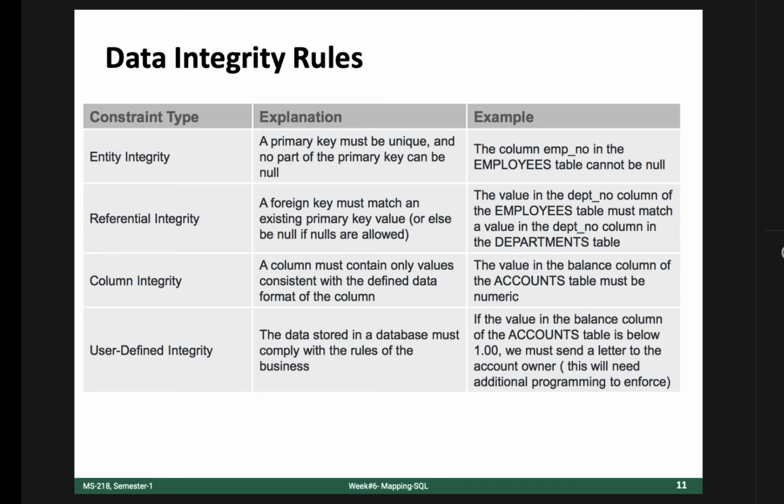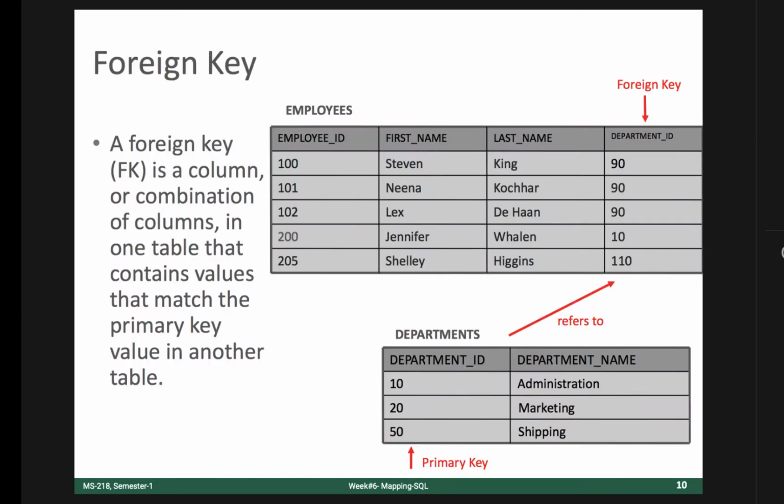Referential integrity is about foreign keys. A foreign key must match an existing primary key value, right? So for example, if I put foreign key 200 here, and there is no department ID with 200, then I cannot link this table with this one. It means that this entry is violating the referential integrity constraint. So this is a main constraint, that a foreign key must be present as a primary key value in some other table. So that's why we can link it. Otherwise we don't have any way to link two tables.